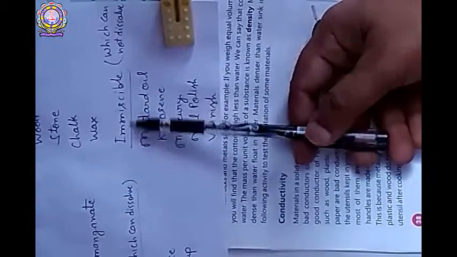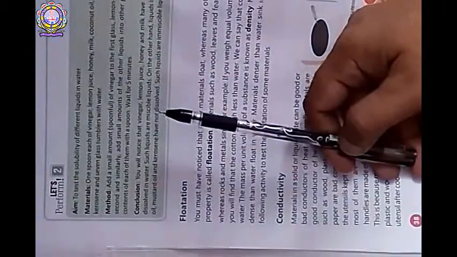Mustard oil, now look, it is not miscible, so we can separate it into a group of immiscible liquids. Mustard oil, kerosene, mercury, nail polish, varnish, these are immiscible liquids. Now we will see it by the activity. Look here, the activity is given here.